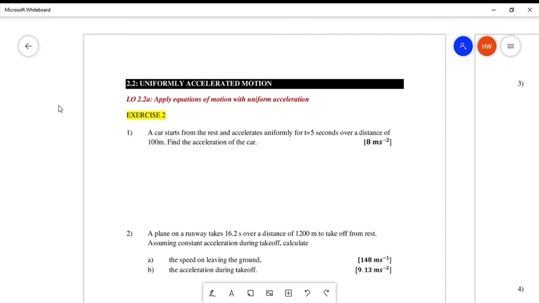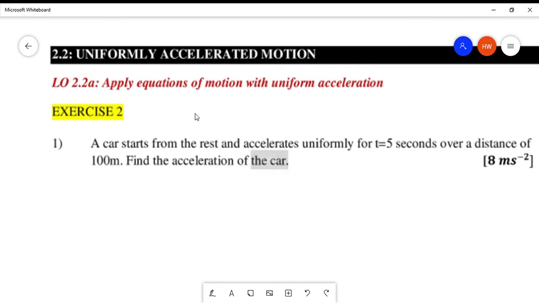A car start from rest. Okay, kita dah jumpa dah perkataan pertama, rest. Okay, a car start from rest, accelerate uniformly. Okay, accelerate uniformly, bukan velocity dia yang uniform. So, acceleration dia yang uniform. For t equals to 5 seconds.